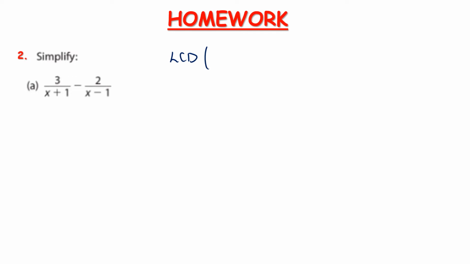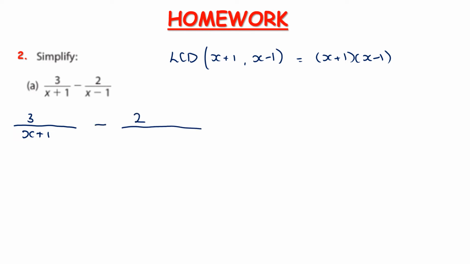The lowest common denominator of x plus 1 and x minus 1 is (x plus 1)(x minus 1). Rewriting my fractions just to give myself a bit more space, I have 3 over x plus 1. Oh, nearly put in a plus. It's a minus, watch your signs. Minus 2 over x minus 1.